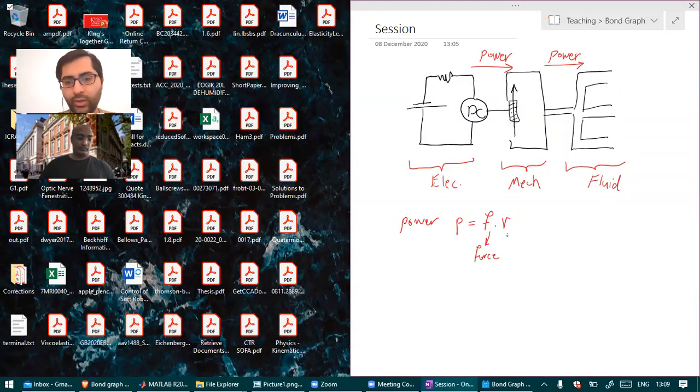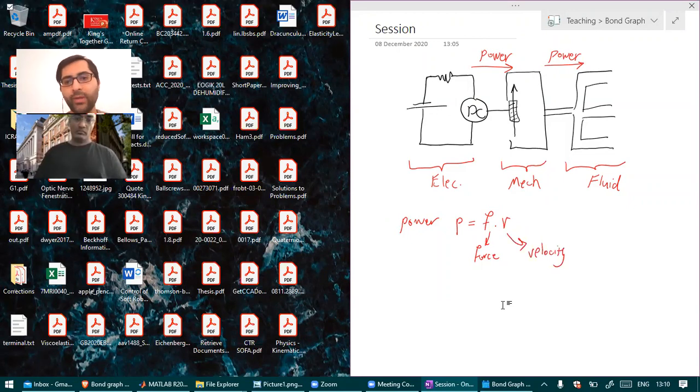So you may guess that force and velocity will be the states in a bond graph model. Okay, keep that in mind. The second thing is, each of these systems, all of these systems have common behavior regardless of the name and the physics.